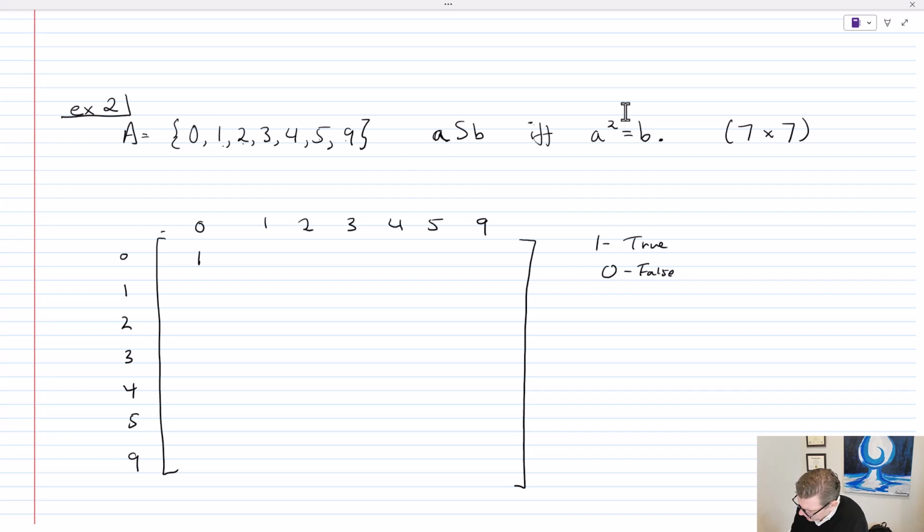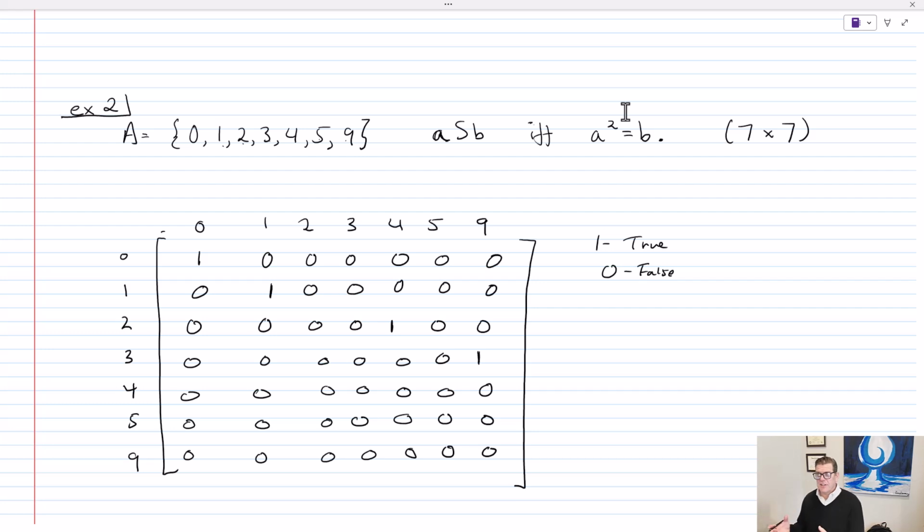0 squared is 0, that's true. We know that 1 squared is 1. We know that 2 squared is 4. We know that 3 squared is 9. And we have no other elements. Those are the only 4 elements that actually happen to be inside of the set S. So everywhere else, we're going to put a 0. And that actually gives us our matrix.